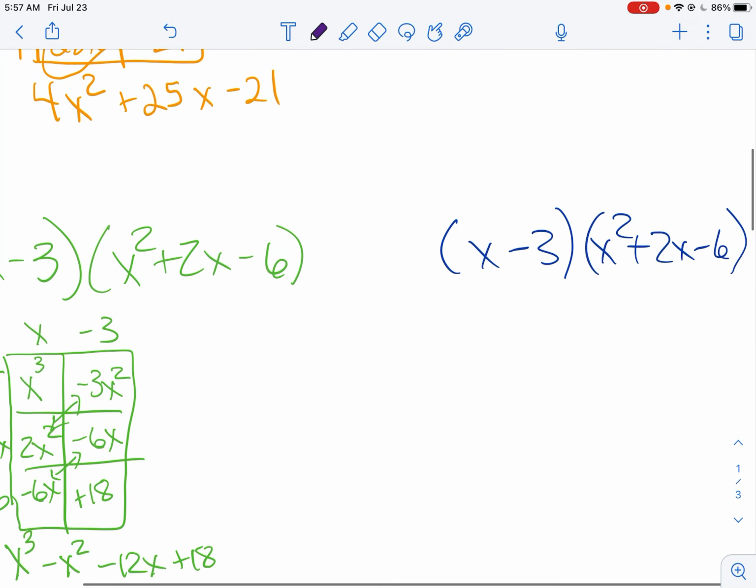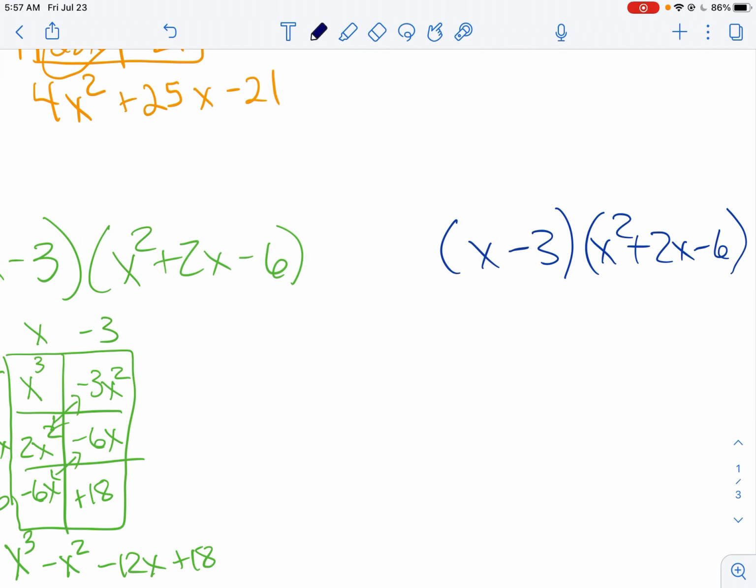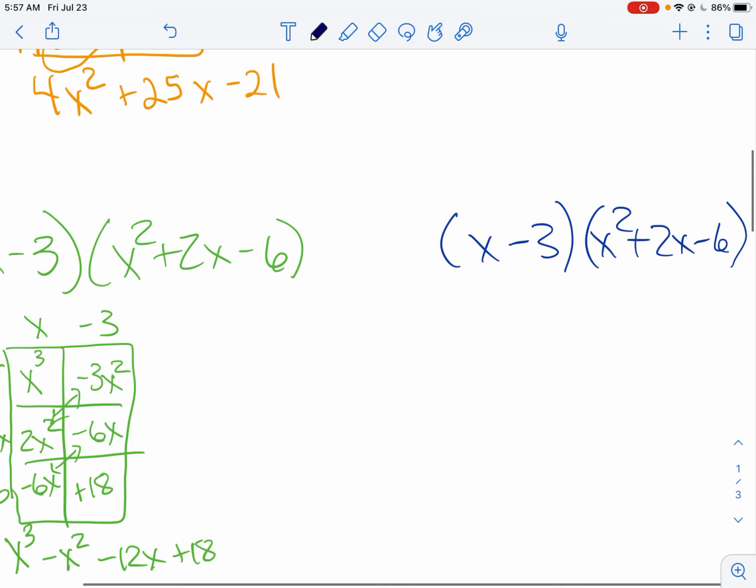Okay, last but certainly not least, for the distributive property, again, you do the exact same thing. When you do this, you just do it more times.